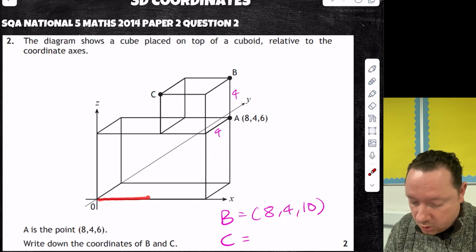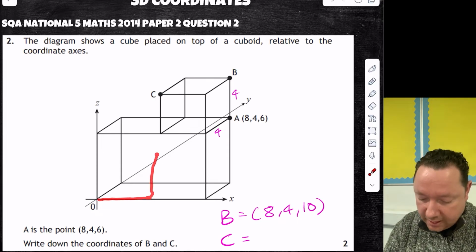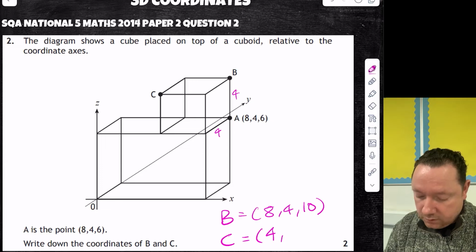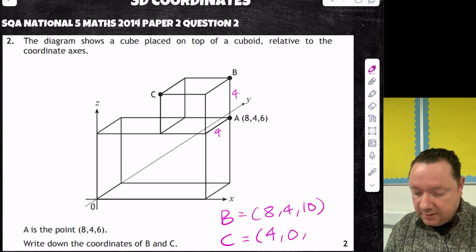It's at the front of the box, so I don't need to move in, so it's 0. And then I need to climb up the Z-axis. So I climb up 6, and then I climb up another 4, which is 10. So my answer is go along 4, don't go in the Y, so 0, and then go up the Z-axis by 6 and 4, which is 10, and I'm done there.